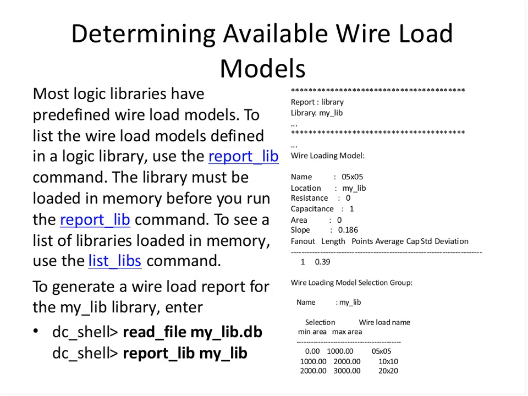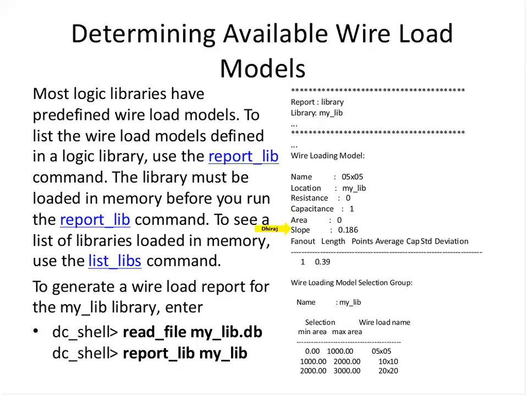So most logic libraries have predefined wire load models. You can open up your 90nm Synopsys library and verify this. You can use report_lib. Report_lib will also tell what the wire load model is. The report will be something like this, the one given on the right hand side. It will tell what all wire load models are available. For example, here 0.5x0.5 is one wire load model. It has some values of R, C, and slope.